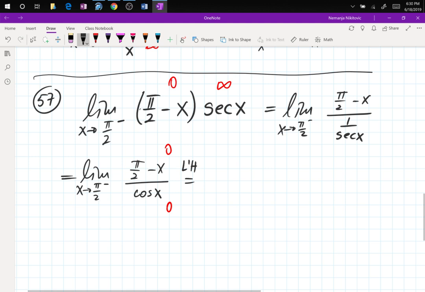I think I might be falling behind with bits. 1 over secant is cosine. Yes. Oh, yes.